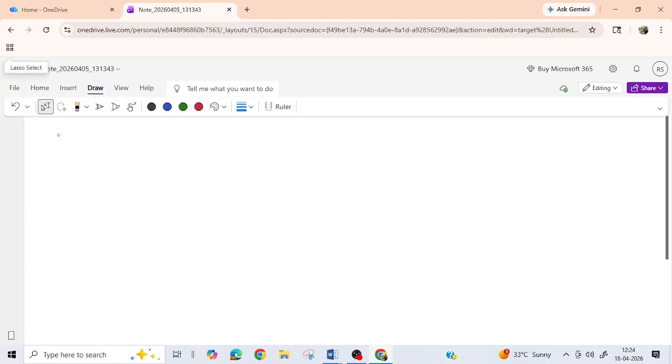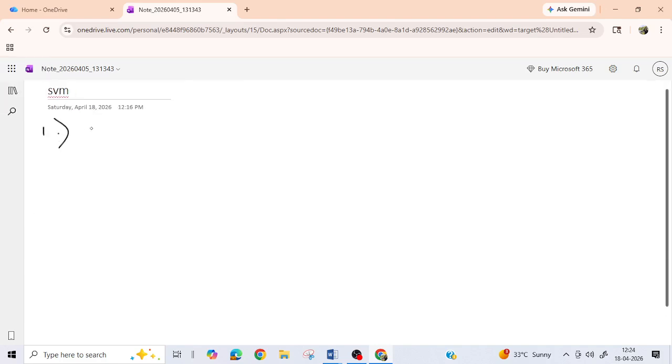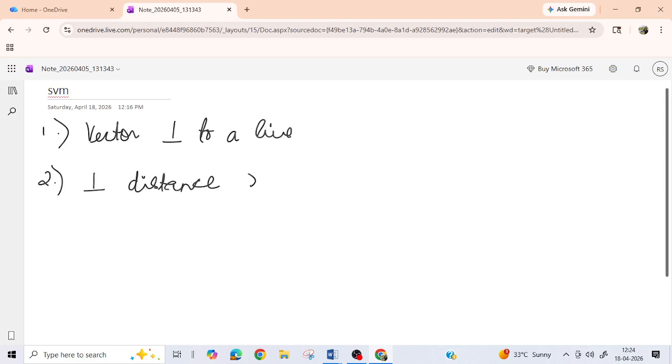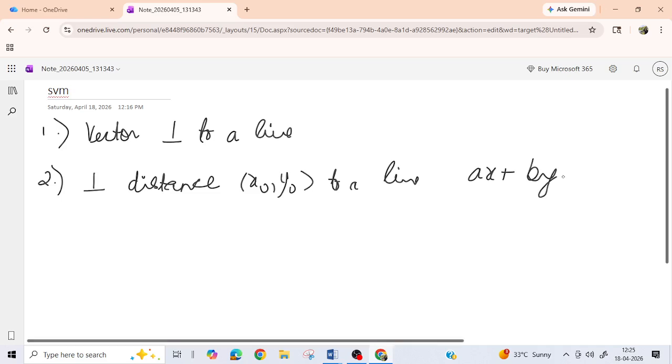Okay. So the first point which I need to take you through is what is the vector which is perpendicular to any given line. So we'll need to find this out. And the second thing is what is the perpendicular distance from a particular point, let's say x0 y0, to a line. Let's call it ax plus by plus c equal to 0.